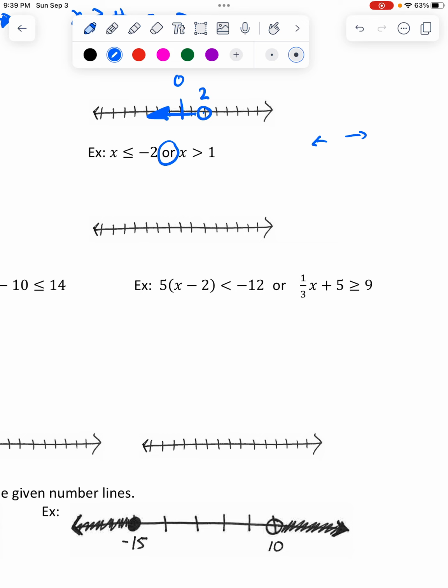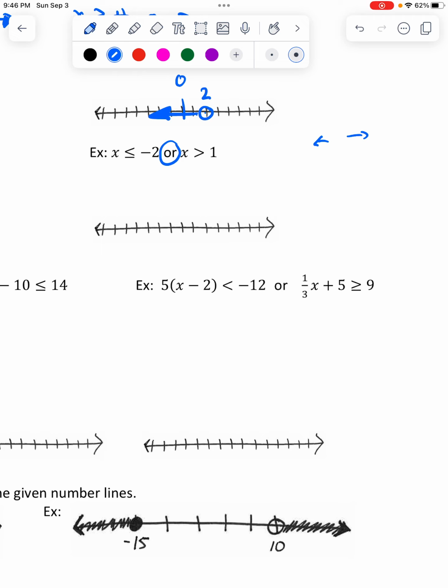I'm watching my puppy. Yeah, gotta go. Okay, so where was I?